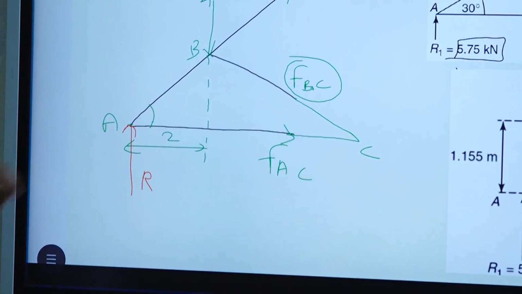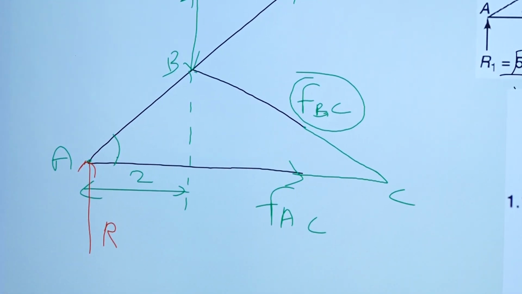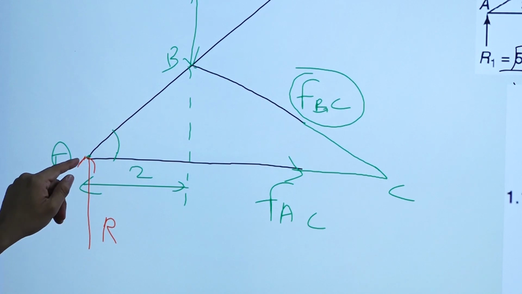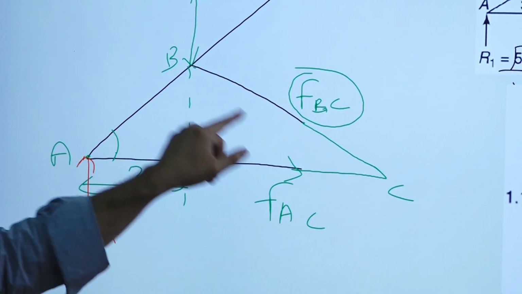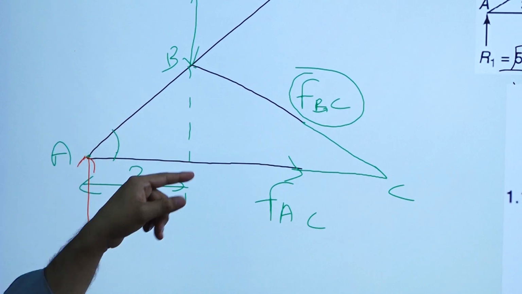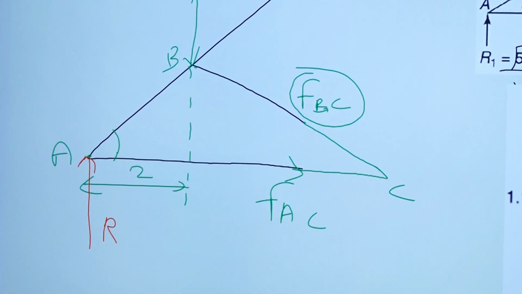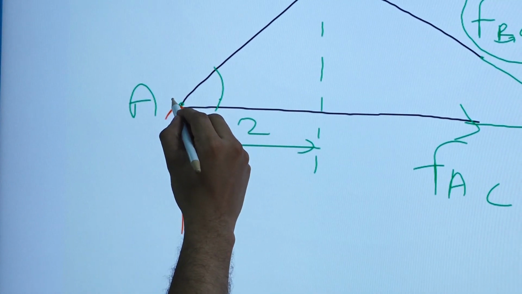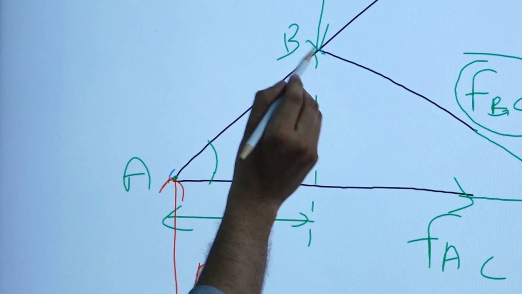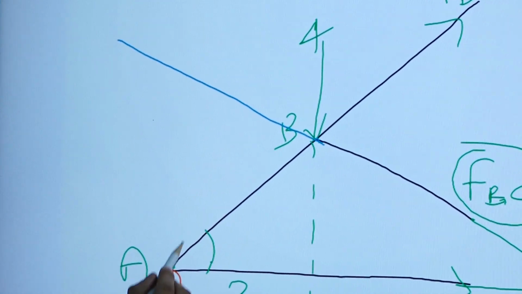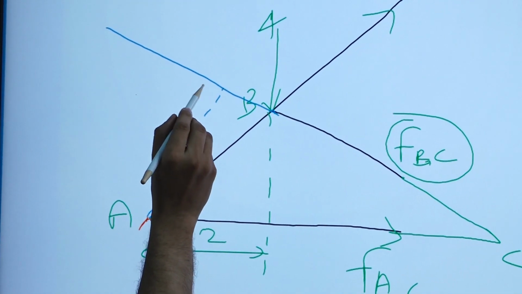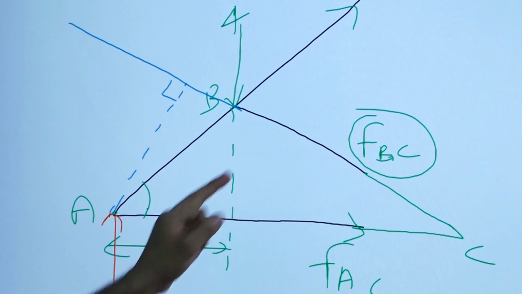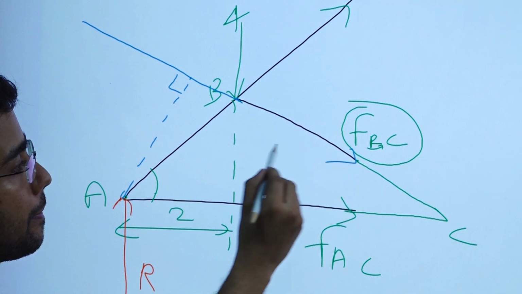Okay, so I will take moment about point A. If you want to take moment about point A, first thing, you have to find out distance from point A to this link BC. Okay, and that distance will be perpendicular distance, right. So what I am going to do, I will draw a perpendicular. I will just extend this line, and I will draw a perpendicular, right. So this distance multiplied by FBC will be the moment of FBC, right.